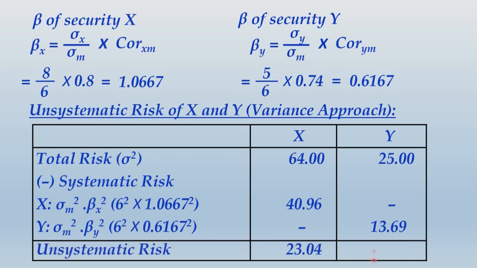And from the total risk of each of these, we subtract their respective systematic risk to obtain the remainder, the residuary risk, as the unsystematic risk. This is nothing but the random error in the portfolio. Random error means the error which is arising because of randomness of picking the stock in your portfolio. Anyway, this is the unsystematic risk of individual stocks X and Y.